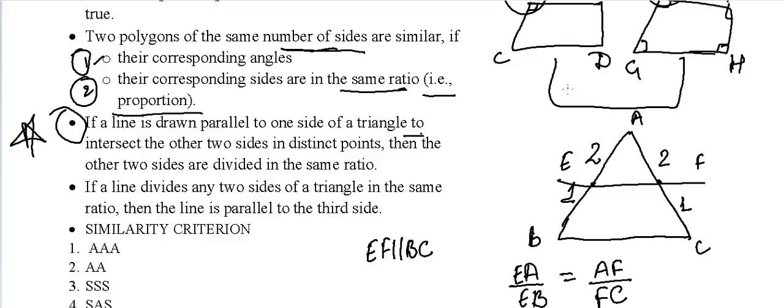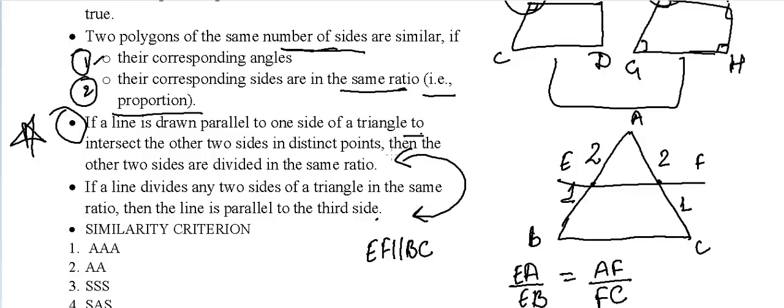If we draw a line parallel to one side of a triangle, the other two sides will be divided in the same ratio, right? If a line divides two sides of a triangle in the same ratio, the line is parallel to the third side. This is just the inverse of that. If the sides are divided in the same ratio, the third line is parallel, right?